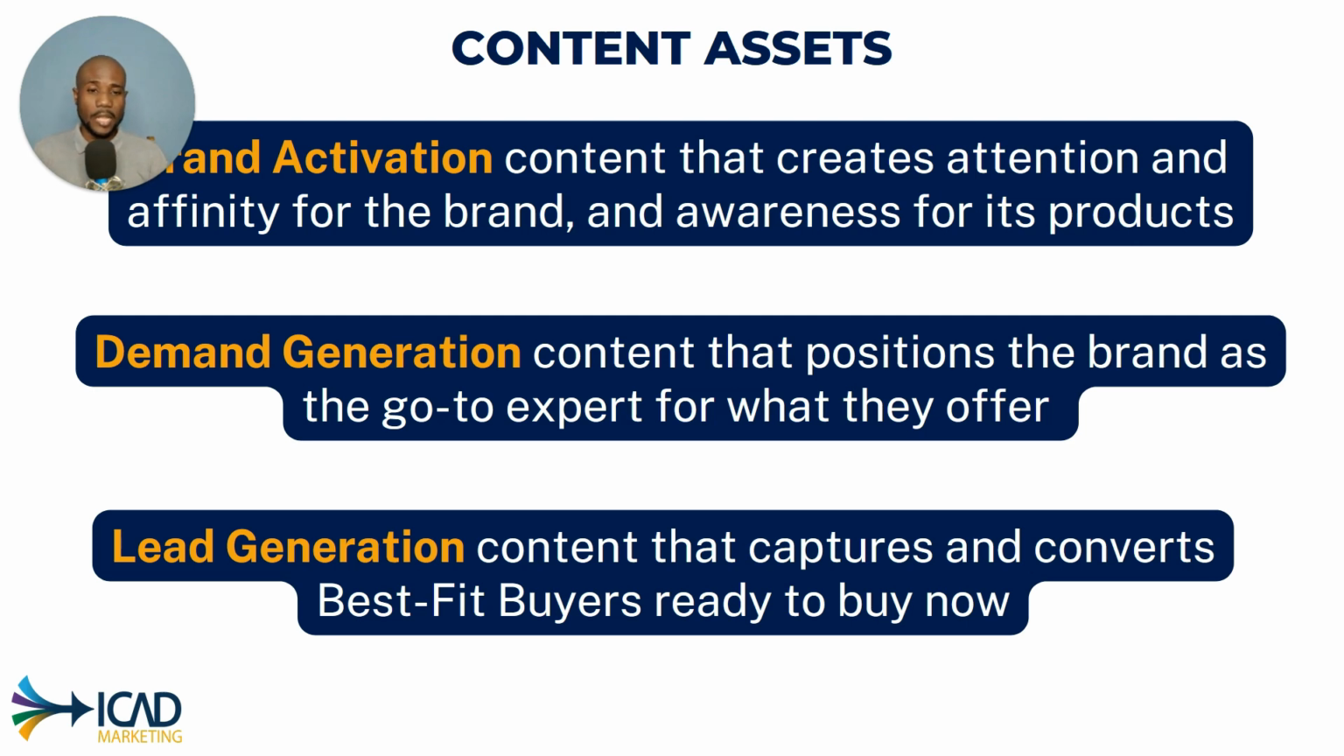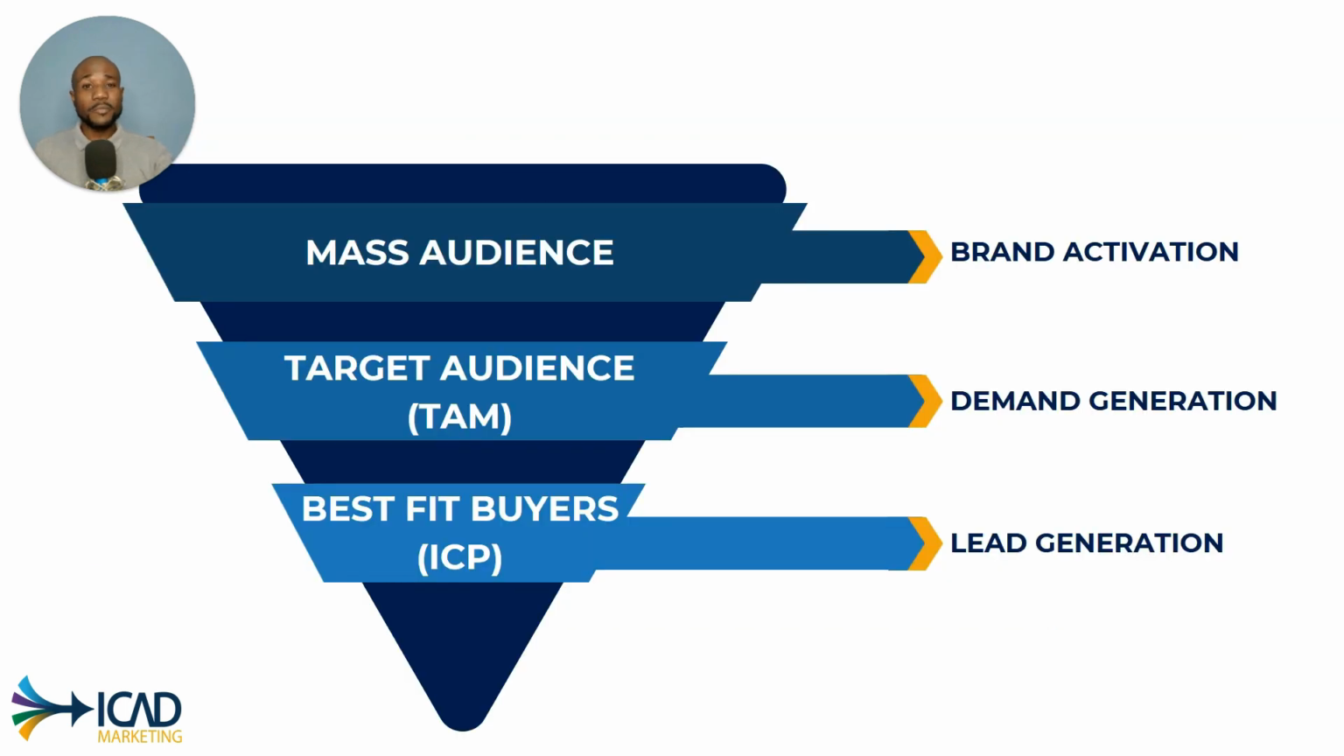Demand generation content is that type of content which educates our best fit customers or our best fit audience and positions the brand as a go-to expert for what they offer. And finally, lead generation content is that content that captures and converts the best fit buyers who are ready to buy right now. So this is basically how you want to look at it in terms of audience size. So you have the mass audience, your target audience or your total addressable market, and then you have your best fit buyers or your ICP.